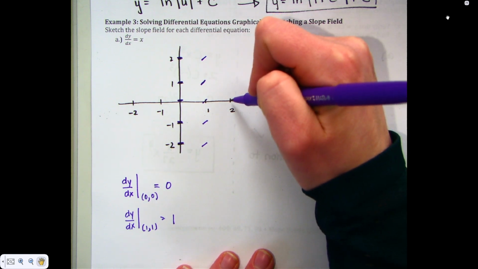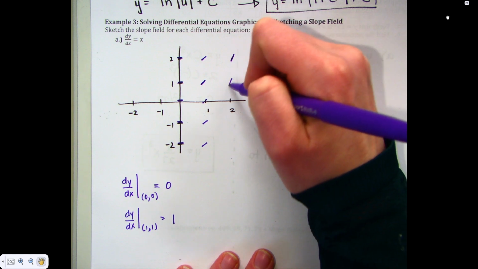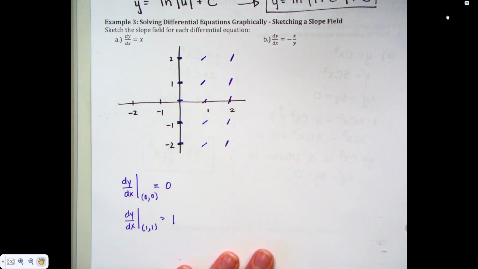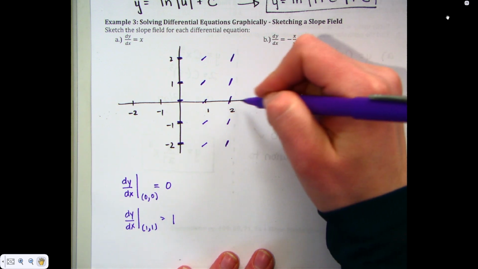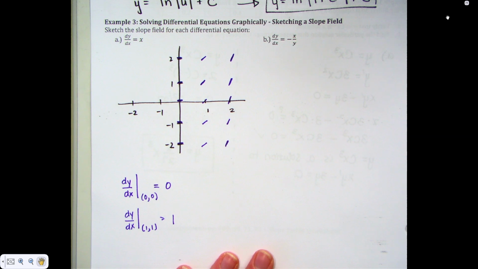What's going to happen when x is 2? All up and down that vertical line, I would get a slightly steeper slope. A slope of 2 is slightly steeper than a slope of 1. That's another reason we don't want to go out too far. A slope of 3 would be steeper. It's just a little bit hard to draw once you get above about a 1 or a 2.